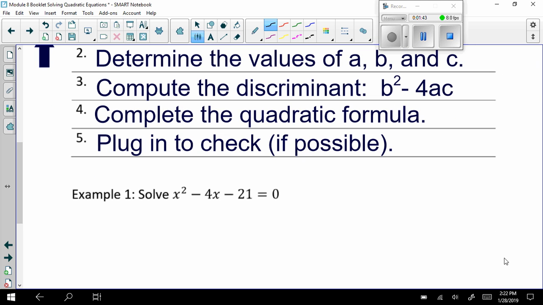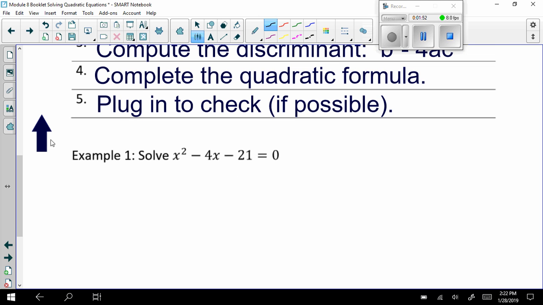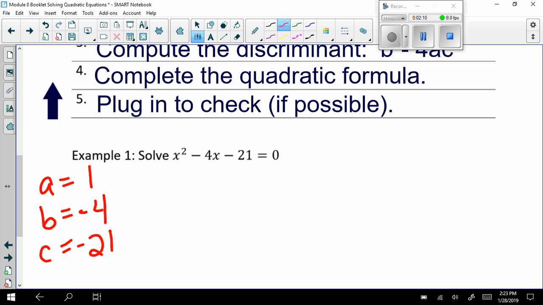Now in this video, we're just going to do example 1. On the next page, you'll find examples 2, 3, and 4, but we're just doing example 1 in this video. So notice I'm already in standard form, so x squared minus 4x minus 21 equals 0. I'm already in standard form, so I can go right to picking my values for a, b, and c. So a is the coefficient of the x squared, b is the coefficient of the x, and c is the constant.